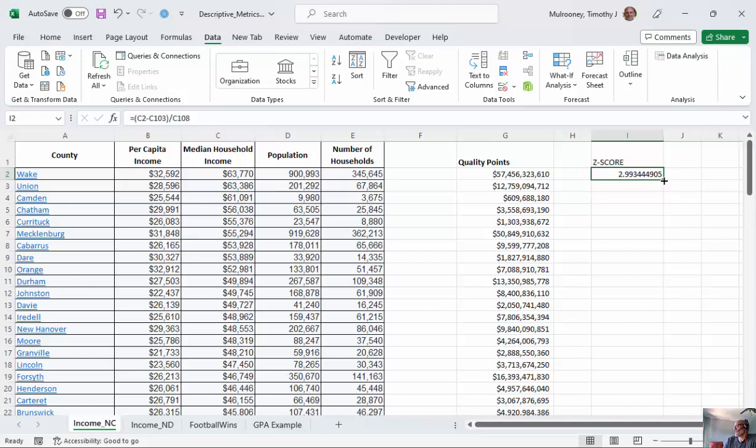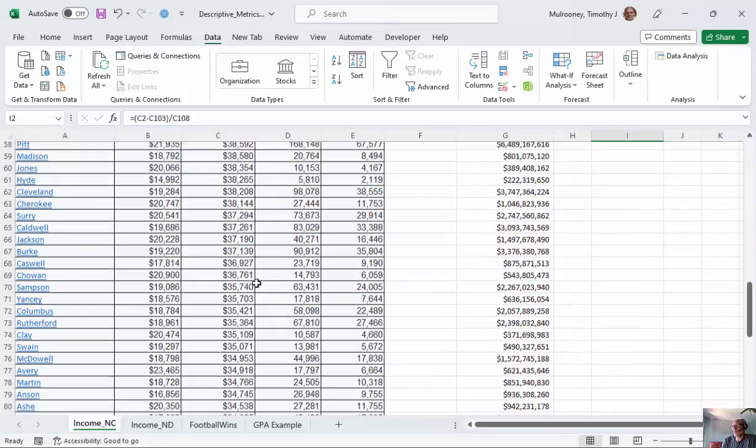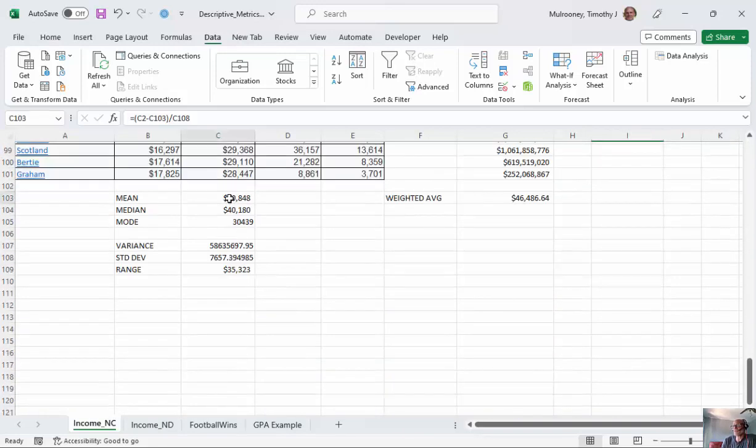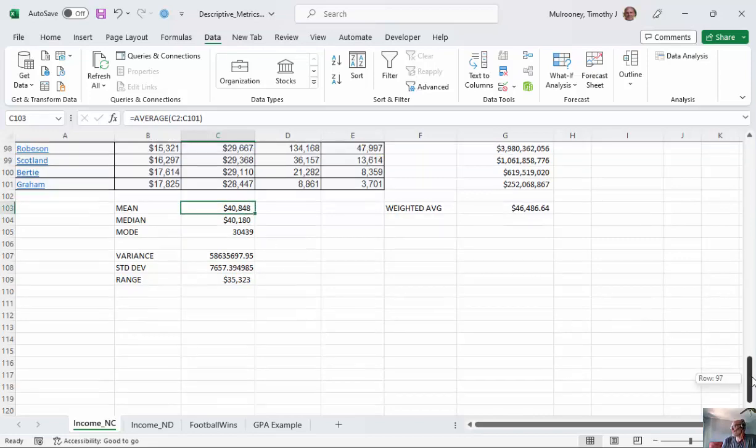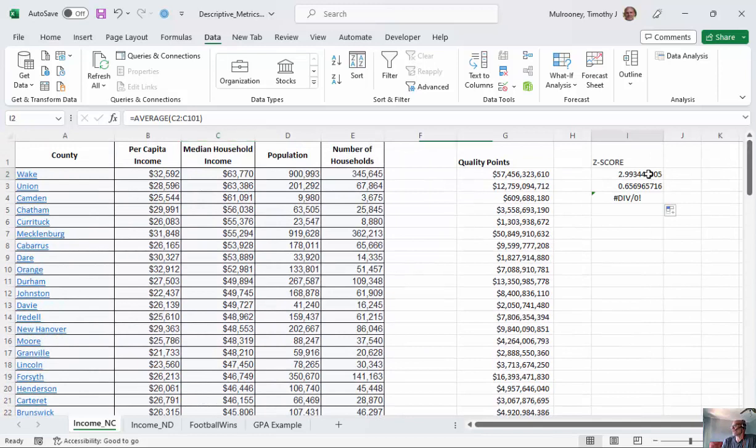Now the trick is, once I start dragging down here, we're going to get some really ugly things right here, because what's happening? We want to move down the calculation, we want to move down with the median household income, but we want these mean and standard deviation to be the same thing here. We want them to be the same. We don't want to keep moving down as we do this calculation. So we want these to remain the same.